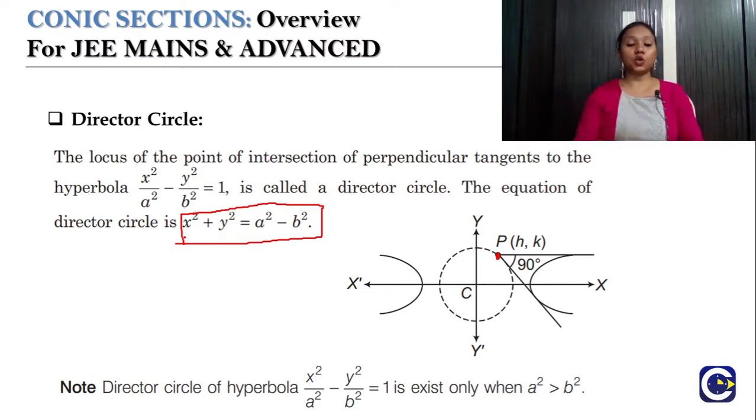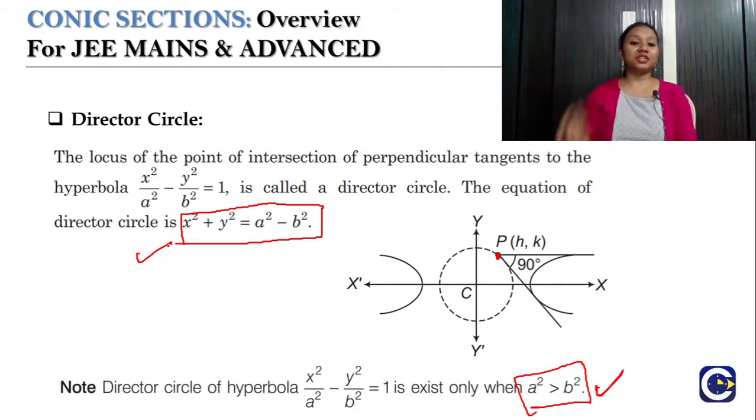But there is a note point here for the director circle in this topic of hyperbola. This director circle only exists when the a square value is greater than b square. So this condition you have to verify first, and then only you can write the director circle equation. Sometimes in objective questions, they will simply ask you to find the director circle. At that time we will remember the equation and directly write it.